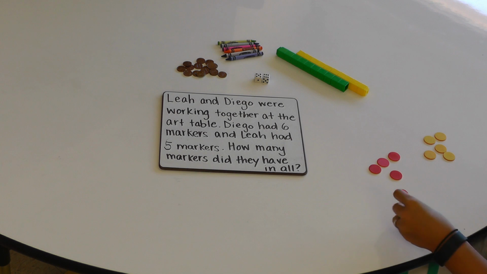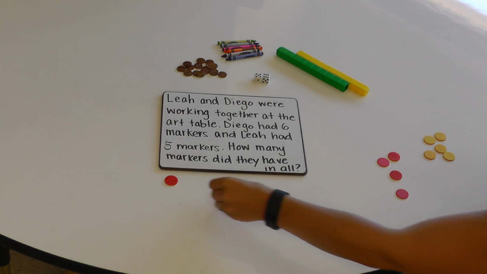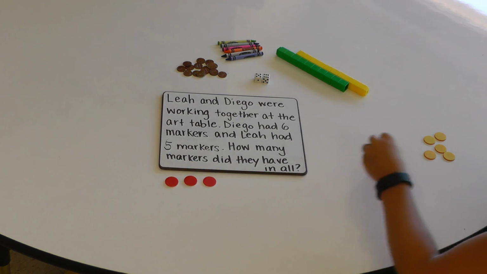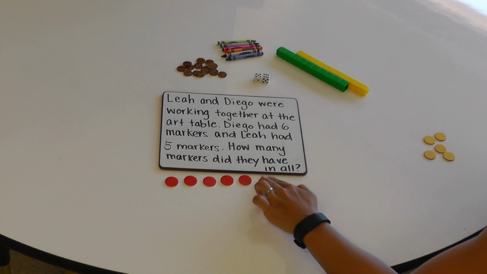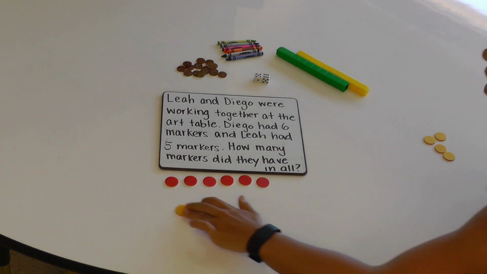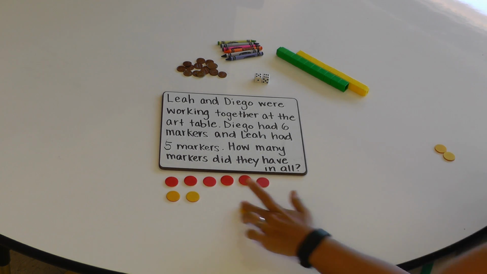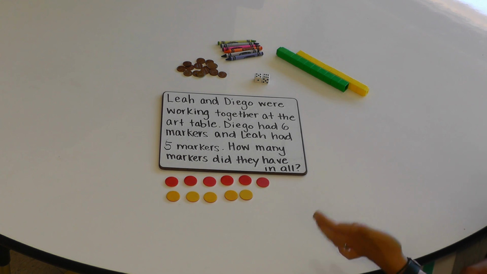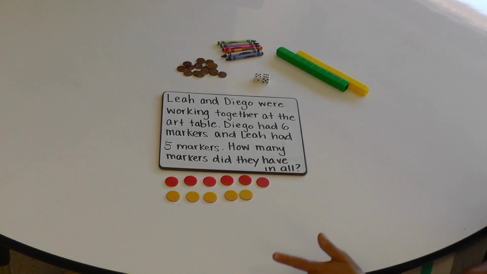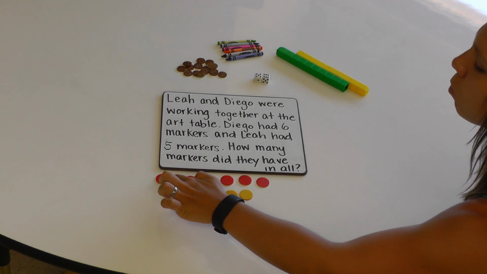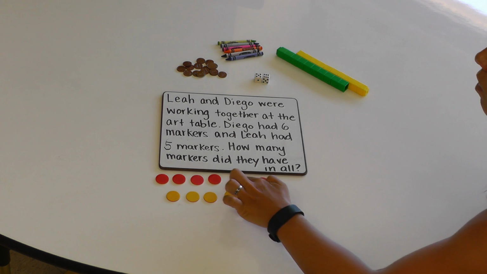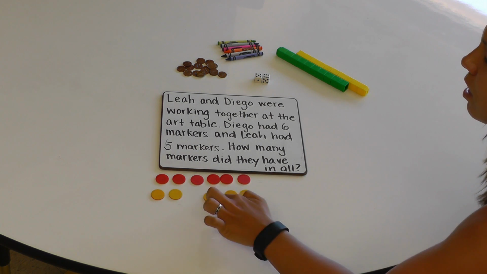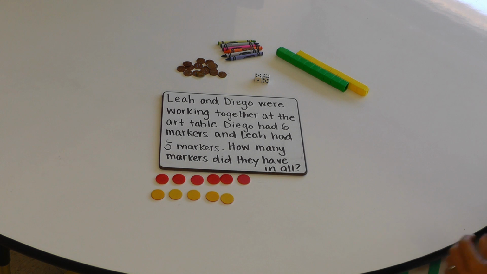In our classroom we might be using counters, and the students using a count all strategy would show Diego, knowing that Diego had 6: 1, 2, 3, 4, 5, 6. Then they would show Leah having 5: 1, 2, 3, 4, 5. The student would still count all of the counters again, even though they just counted them separately for each part. So they would count the counters 1, 2, 3, 4, 5, 6, 7, 8, 9, 10, 11. Now knowing that there are 11 markers in all.